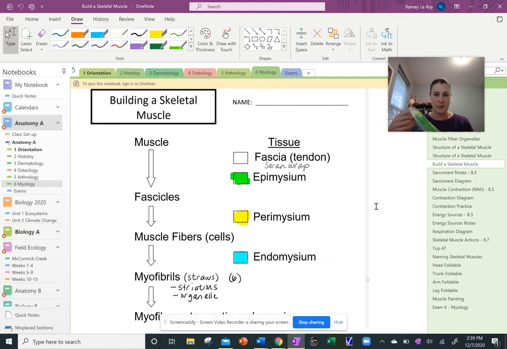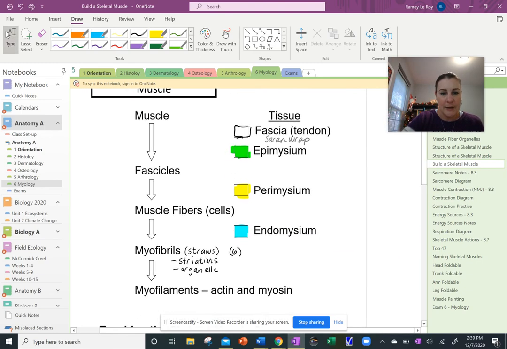So see how mine's color coded? And if you want to make yours similar to mine, you can. My saran wrap is clear, so I just left this box here clear for the saran wrap. And then my epimysium, my outermost connective tissue, was light green. My perimysium was yellow, and my endomysium was light blue. And I wrote down here that my straws were the myofibrils. It's a pretty simple model.